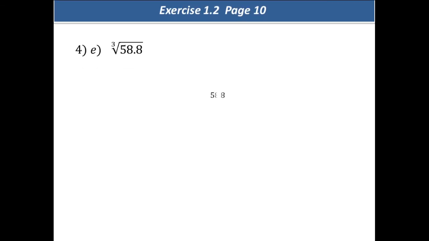Now we have the cubic root of this number. The same story. Take the 58.8 out. Now you need a number from the left side closest to this one, and from the right side. Because it's cubic, you have to multiply 3 times. 3 times 3 times 3 is 27. 27 is the nearest number to this one from the left side. And from the right side, it's 4 times 4 times 4, which gives me 64. 64 is the nearest from the right side.